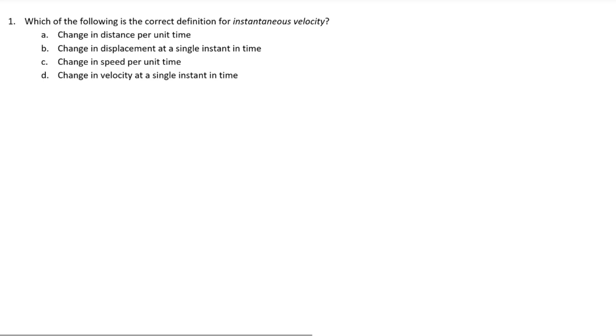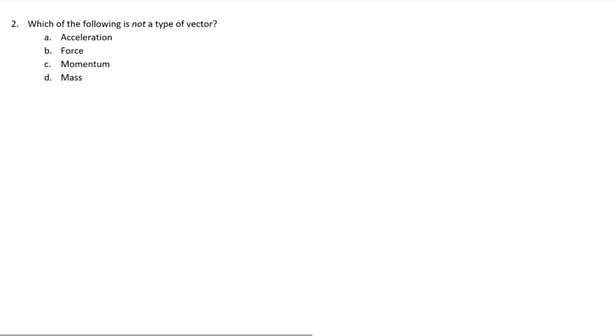Also, we can immediately rule out option D because instantaneous velocity couldn't be a change in velocity. That doesn't really make any intuitive sense. Therefore, the answer must be B. Instantaneous velocity is equal to the change in displacement at a single instant in time. And remember also that instantaneous velocity is the same thing as instantaneous speed, but average velocity is different to average speed. This next question is testing our knowledge of vectors and scalars.